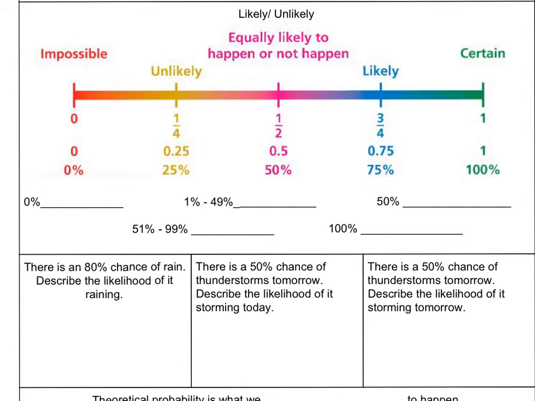Okay. So let's practice describing the likelihood of things. So this first one, there's an 80% chance of rain. Describe the likelihood that it will rain. Well, 80% falls somewhere over here. So that would be under the likely. It is likely to rain.